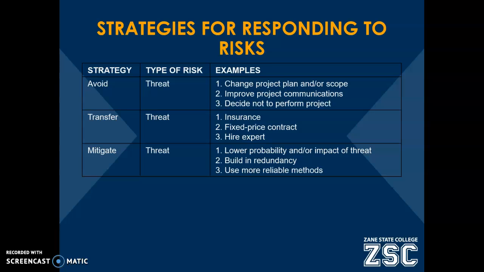Examples of threat avoidance would include changing the project plan. If there's a particular aspect of a plan that is just too risky, you just don't do that particular part of it. You just avoid it. You do something else.